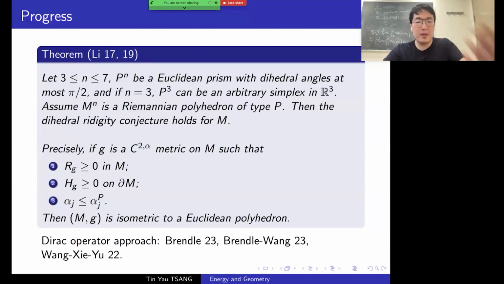And this is by the minimal surface approach. Just as a remark, there are some Dirac operator approaches by Brendle, and Brendle and his student Yipeng, and then there's a paper by Wang, Xie, and Yu, who are also here today.